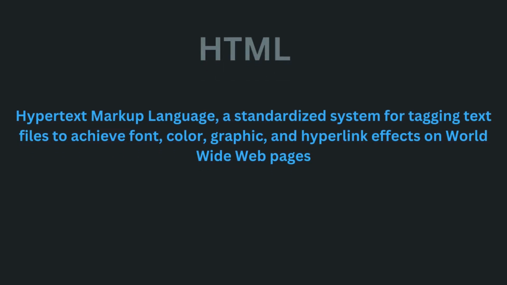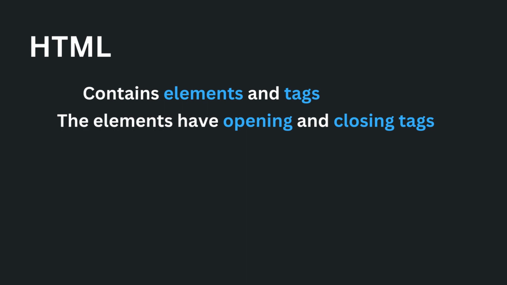Today, we are going to learn about the basics of HTML and CSS coding. So let's get started. So what's HTML? Hypertext Markup Language, a standardized system for tagging text files to achieve font, color, graphic, and hyperlink effects on World Wide Web pages. HTML contains elements and tags.